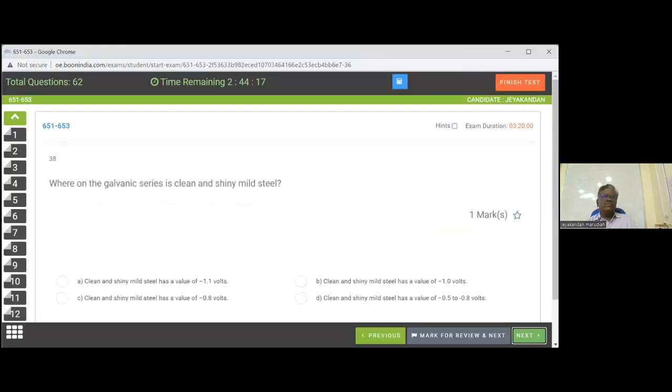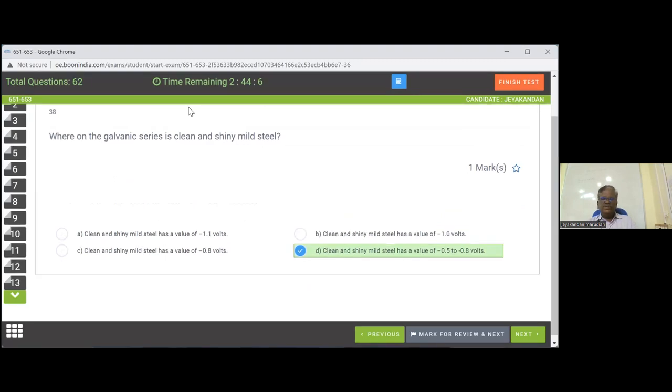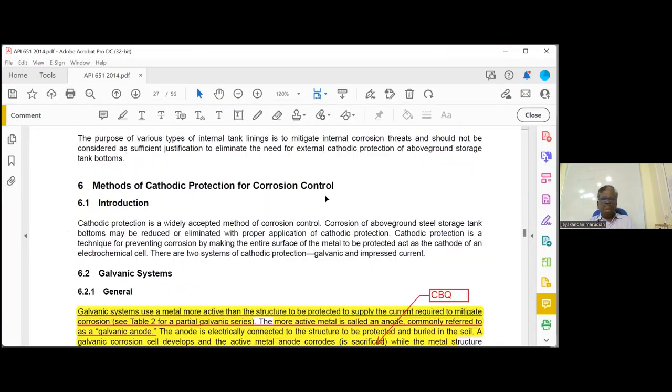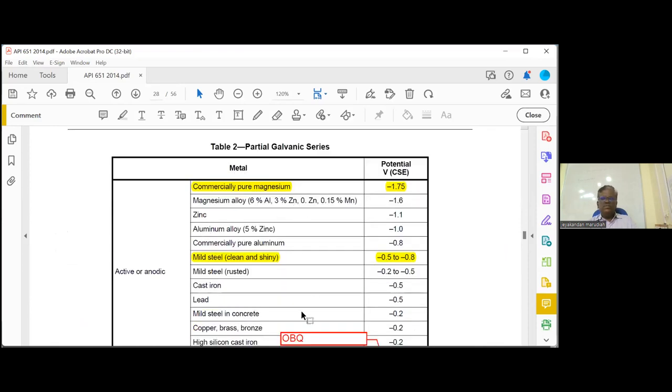Next one. Where on the galvanic series is clean and shiny mild steel? From the table you have to refer to it. Mild steel will have minus 0.5 to 0.8 volts. So you have to refer to this table. Okay. This is an open book, no problem.